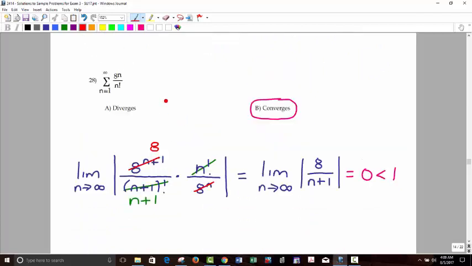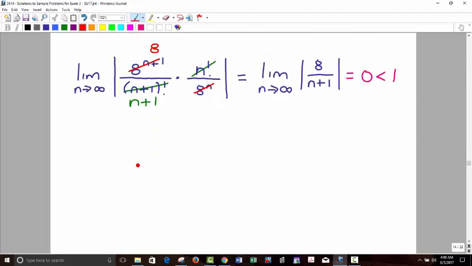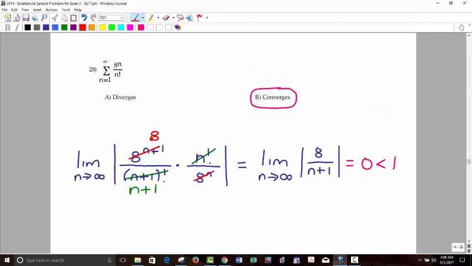Let's see, 8 to the n over n factorial. You have 8, put in n plus 1, so you have 8 to the n plus 1 over n plus 1 factorial. And then flip this one over, you're just dividing by it, so we're multiplying by its reciprocal. So it's n factorial over 8 to the n. And that leaves an 8 on top and n plus 1 on the bottom. The limit as n goes to infinity of 8 over n plus 1 will equal 0. And 0 is less than 1, so it converges by the ratio test.